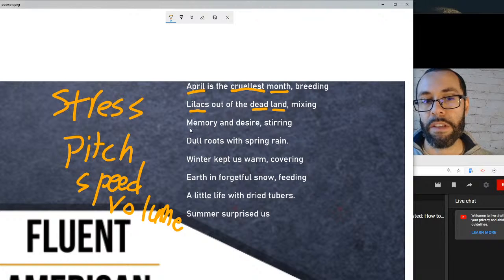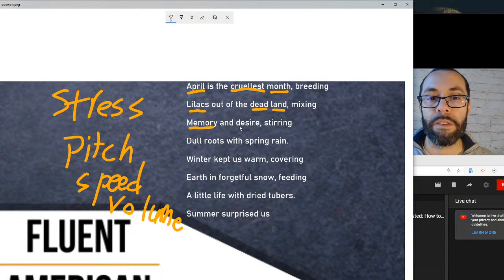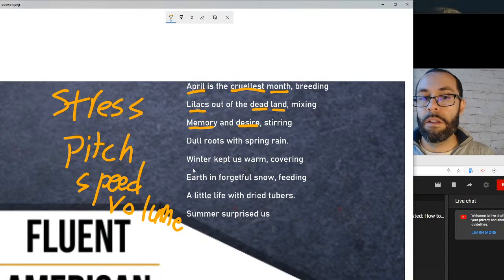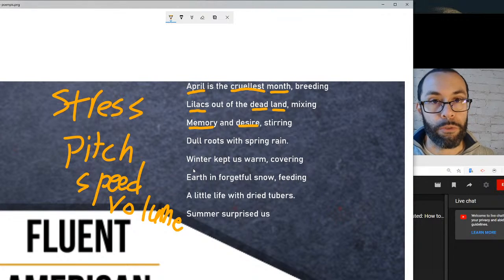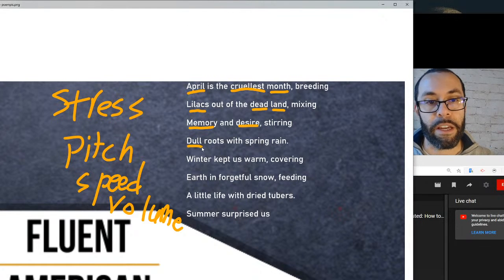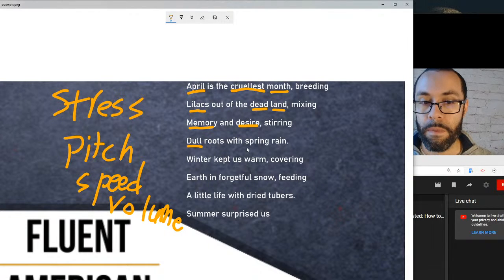The same thing with the next line too: mixing memory and desire. Again, we have two nouns here, no description, like memory, desire. Let's emphasize those a little bit more. Stirring dull roots with spring rain. I like these adjectives. I might give extra attention to them. Dull, with spring.